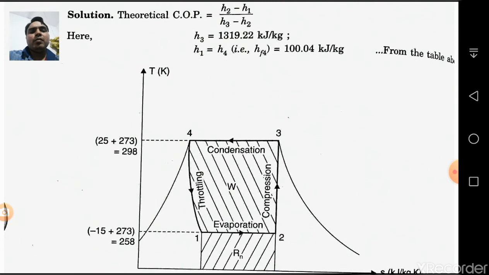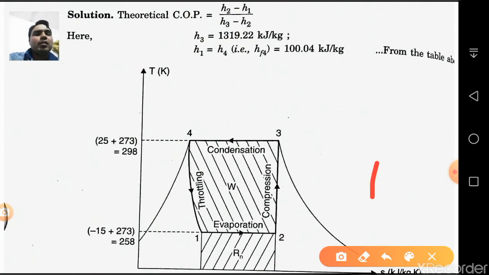First of all, let's see the TS diagram of this system. 1 is the inlet of the evaporator, and 2 is the exit of the evaporator, and point 2 is also the inlet of the compression. Point 3 is the outlet of the compression system, and 4 is the condensation exit point, and 4 is also the inlet of the throttling or expansion process. So it is the upper temperature, it is the lower temperature, converted into kelvins.